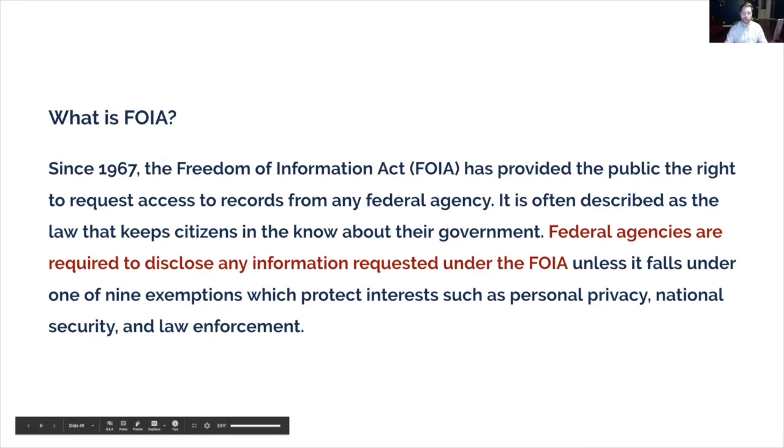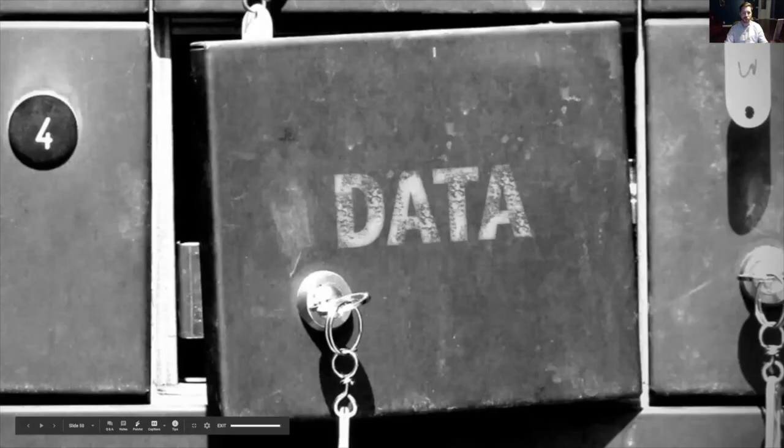Federal agencies are required to disclose any information requested under the FOIA unless it falls under one of 9 exemptions which protect interests such as personal privacy, national security, and law enforcement. So for the most part, government agencies must report their data, and if they don't, then you can fill out a FOIA request that says that we have the right as citizens to have this information. And you may have to request it in the form of some online paperwork, but you can request that data from that organization as well.